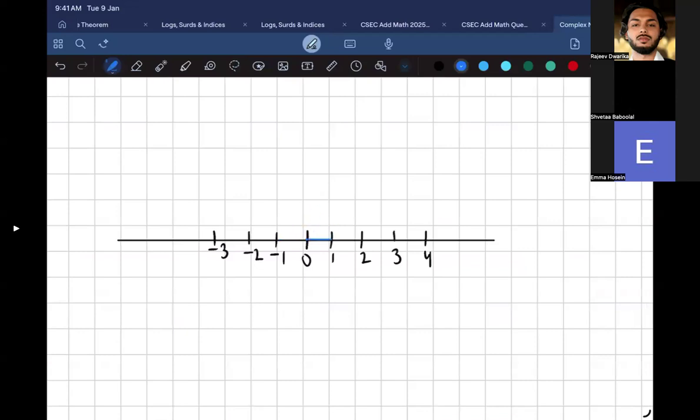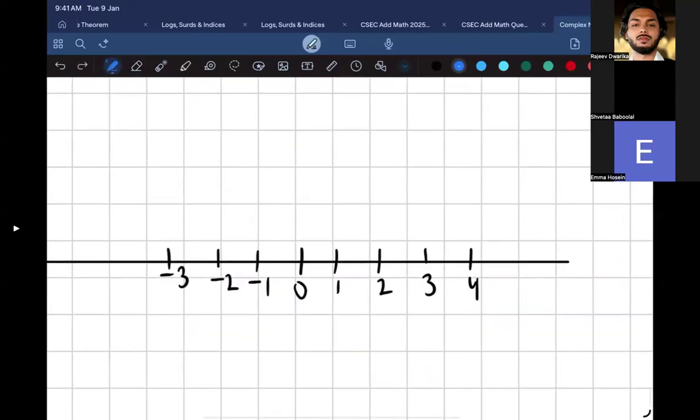Look with me so far. 1 times negative 1, I'm going to turn to negative 1. If I multiply negative 1 by negative 1, I'm going to do a 180 degree rotation again. Where am I going to end up back at? 1. And we understand that multiplying by a negative number is a rotation of 180 degrees. But what happens in the middle?